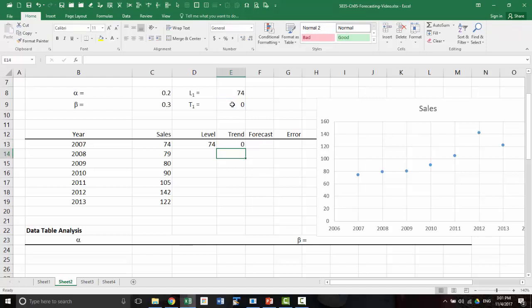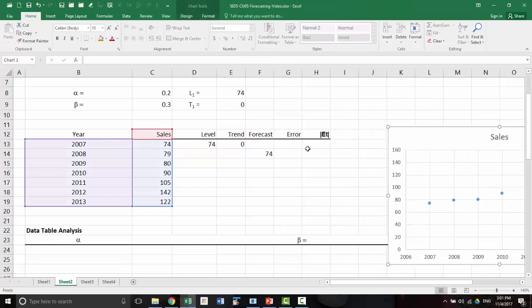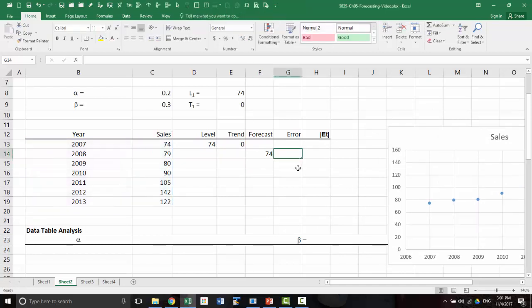Now the forecast for t plus 1 will be the level plus the trend. So that's our forecast. Let's move that. Now we can compute the error. The error will be the actual minus the forecast. Once you have that, we can set up the formulas for level and trend.